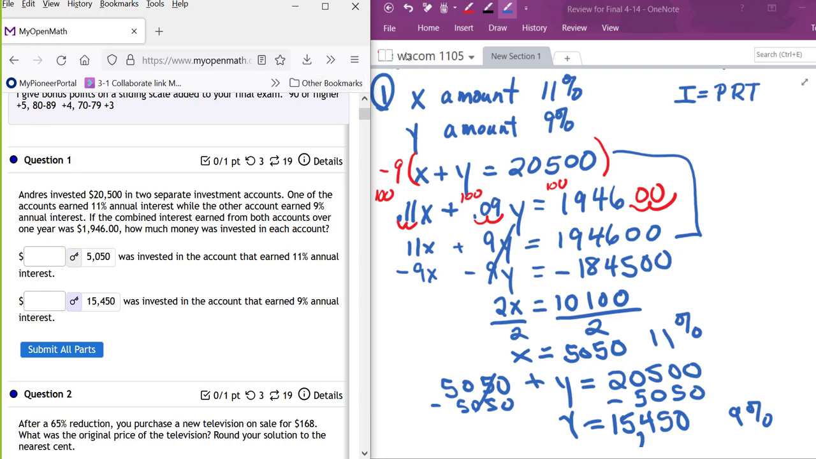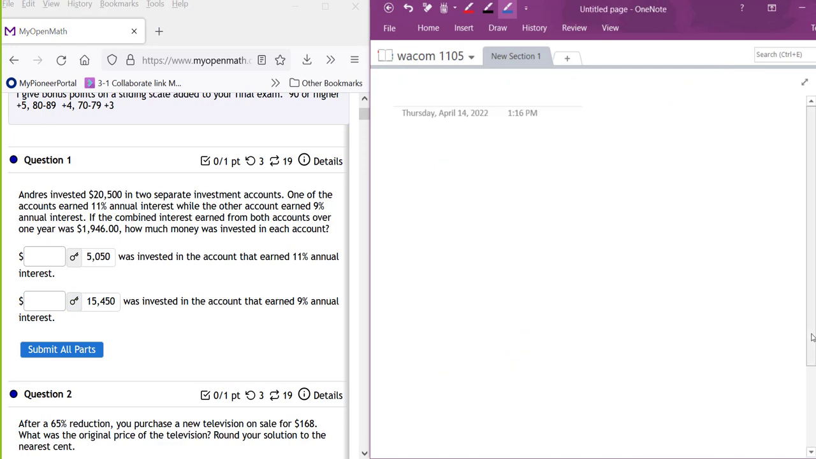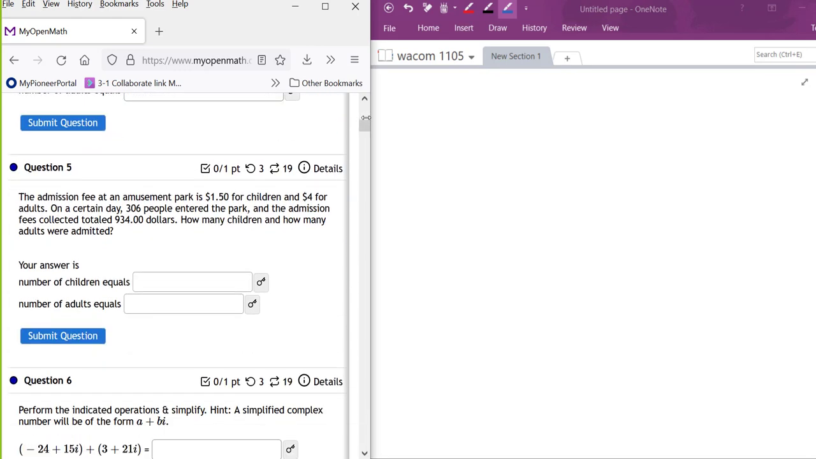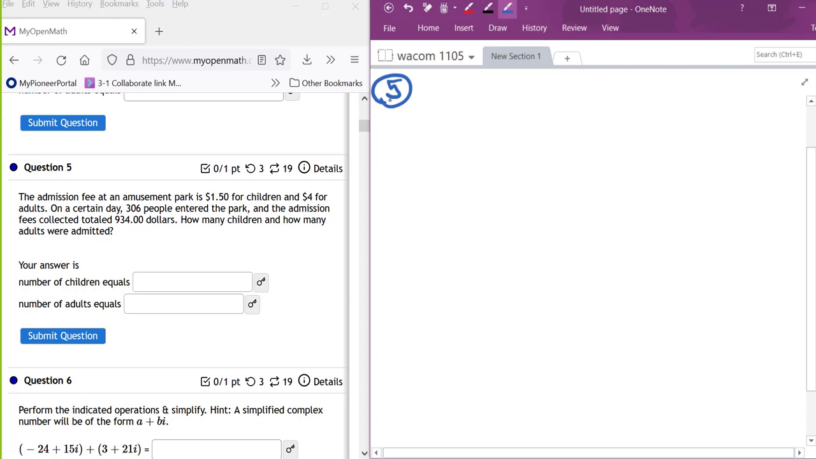Right. The next question I picked is number 5, which is also a system. It's just worded a little different. And 4 and 5 there are really from the same question, just different variations so that you could practice a little bit. So this will also be a system. So it says the admission fee at an amusement park is $1.50 for children and $4 for adults. On a certain day, 306 people entered the park. The admission fees collected totaled $934. How many children and how many adults were admitted?